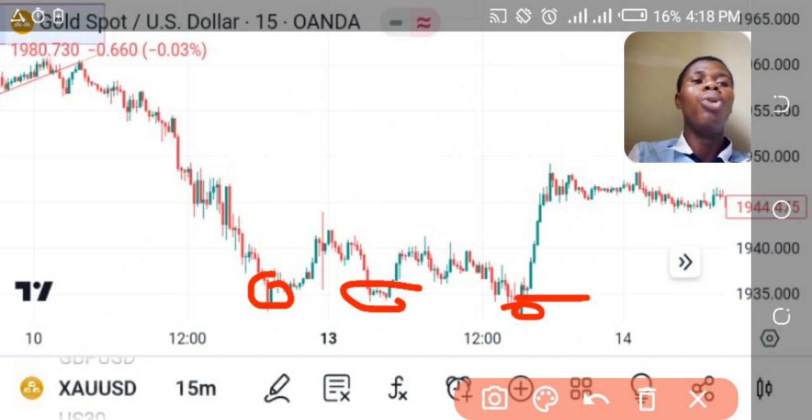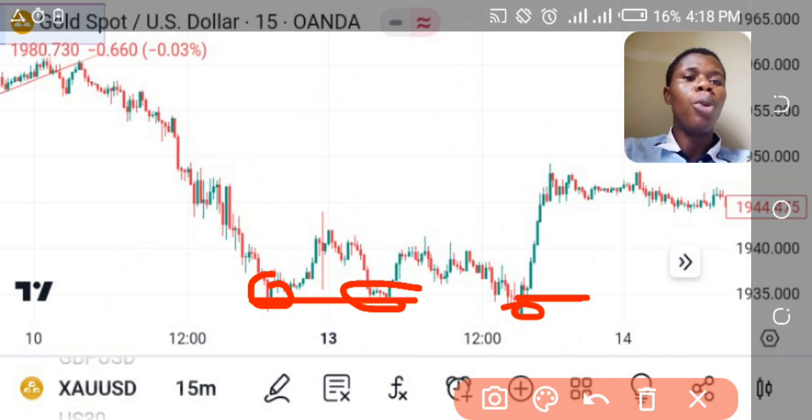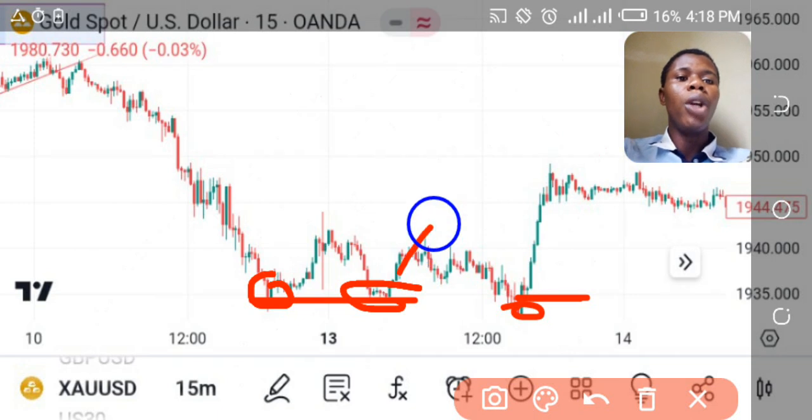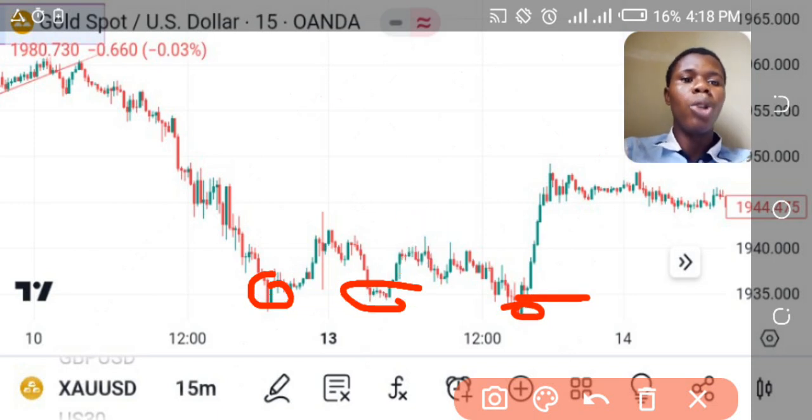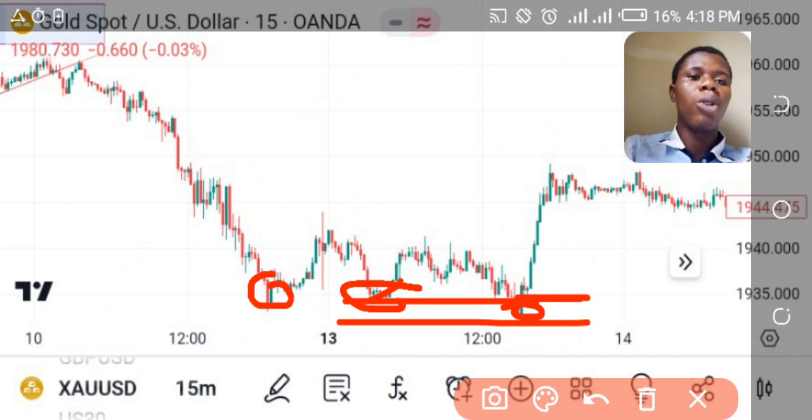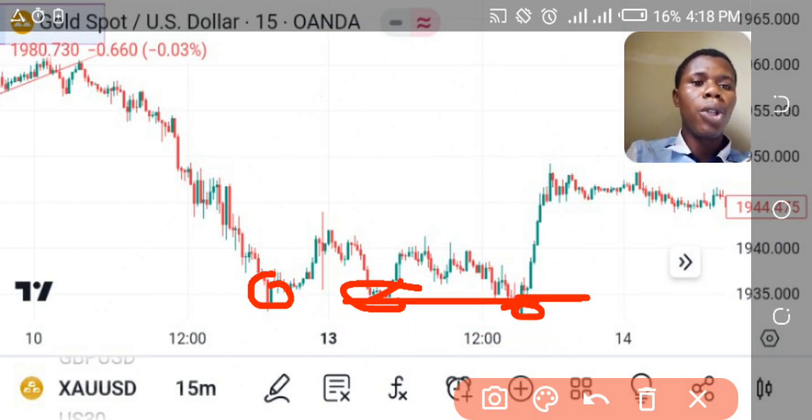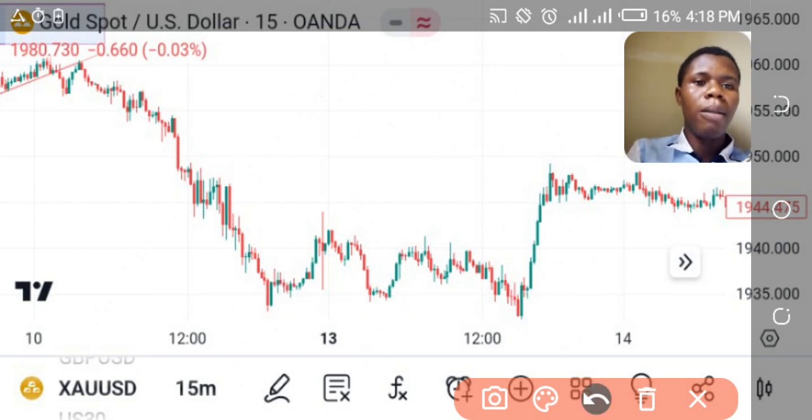But how do you know that this is the right one to enter? That's a big question. Some folks mistake this for a double leg. You wouldn't know if the market will be going up again. So you want to enter here. If you enter here, you'd get stopped. Probably you put your stop loss here, so you get stopped out. I'm going to be showing you that aside also.